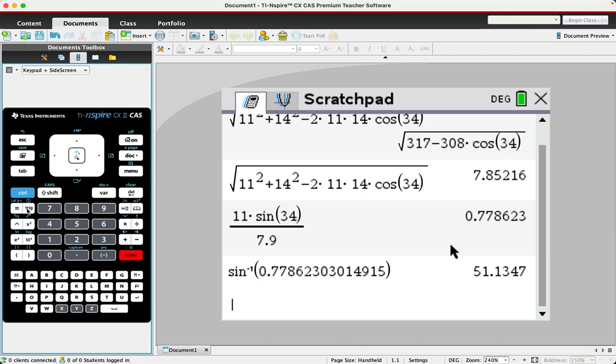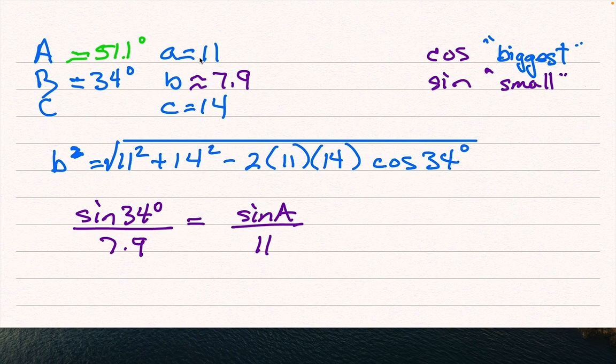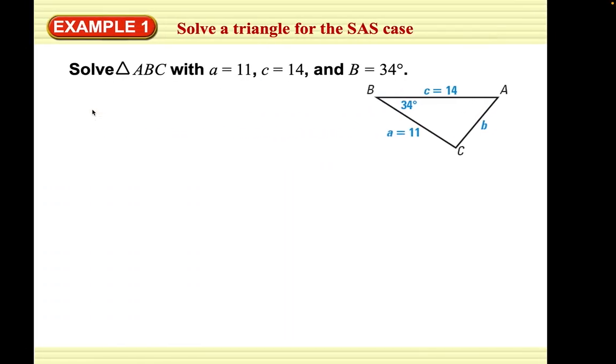51.1 degrees. Okay. So if I stick that in there, now I have my sides. I have two of these angles. To find this last angle, what I want to do is simply subtract the sum of those two angles from 180. So this is going to be 180 minus that 51.1 plus that 34, because I know that all the angles add up to 180. So let's see what that looks like.